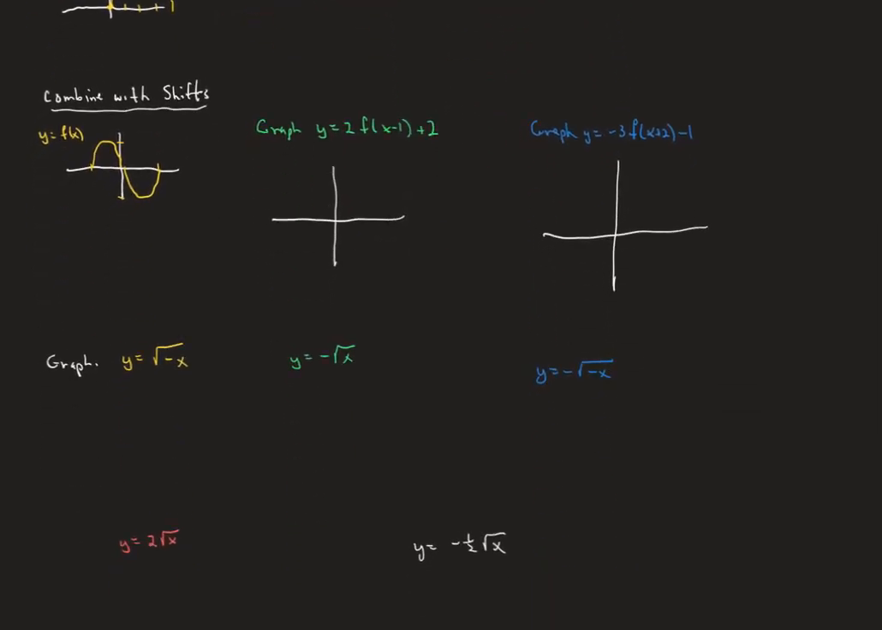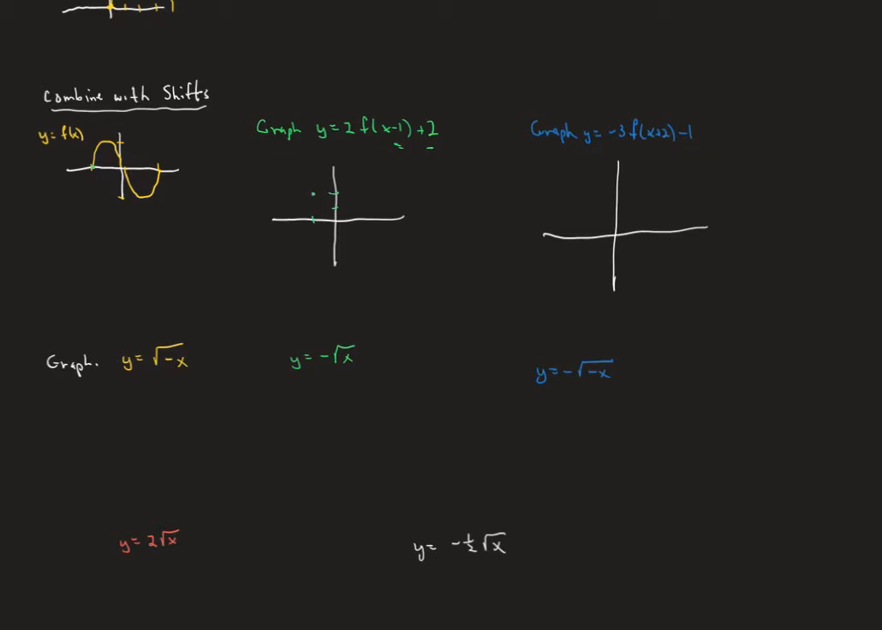Okay, so I'm going to slide this up a bit. So let's combine our stretches and shrinks vertically with our translations, moving this thing right and left. So here's our parent function, y equals square root of x, that yellow function. So if we go to multiply by 2, and then we're going to move it right 1 and up 2. So the y value here is 0. That gets multiplied by 2 and is still 0, and then it gets moved up 2.